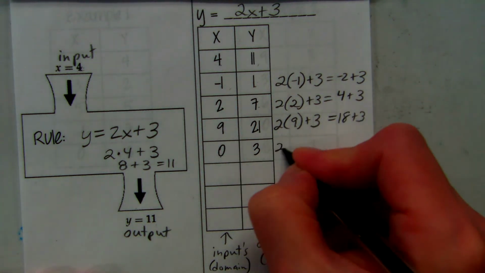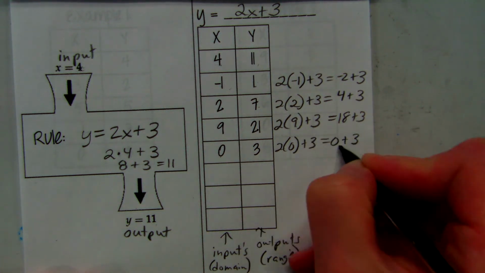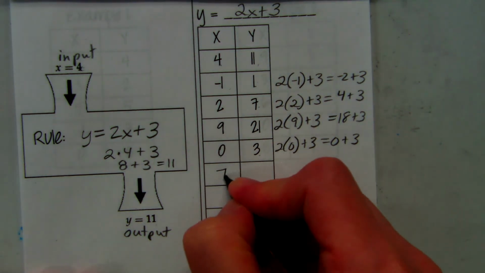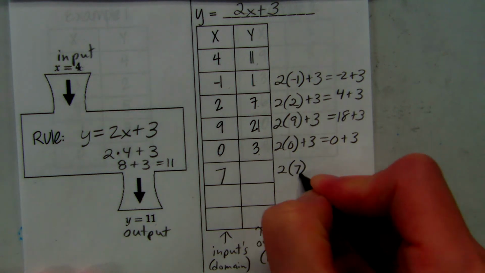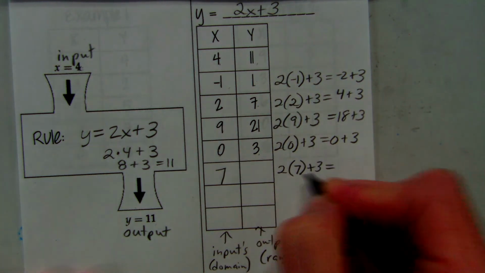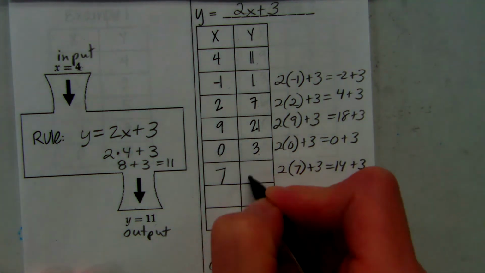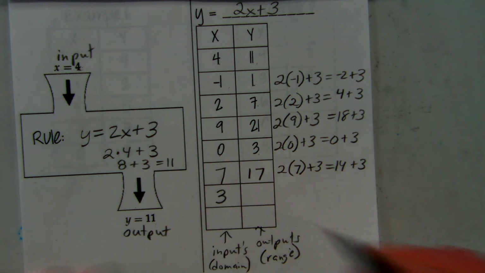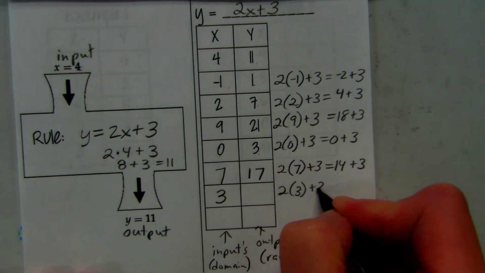You can put in 0. 2 times 0 plus 3. 2 times 0 is 0. 0 plus 3 is 3. So now we can pick some other random numbers. So let's say I pick 7 for the input. So I would do 2 times 7 plus 3. So 2 times 7 is 14 plus 3 is 17. Or maybe I want to use 3 as my input. So I would do 2 times 3 plus 3.